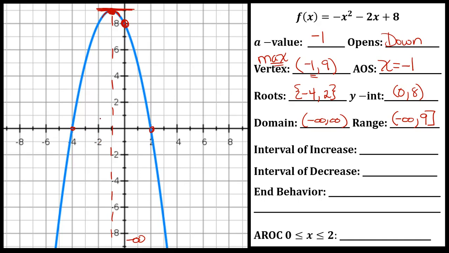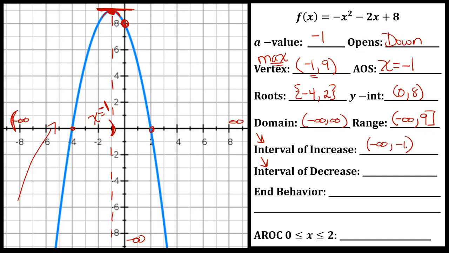So now let's write in x equals -1 for our AOS, because that's going to help us with these two key features here. So on the left side of our AOS, our graph is going up because we read left to right just like a book. So from -infinity up to when x is -1, this area here, my graph is increasing.